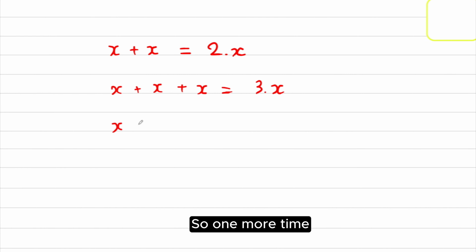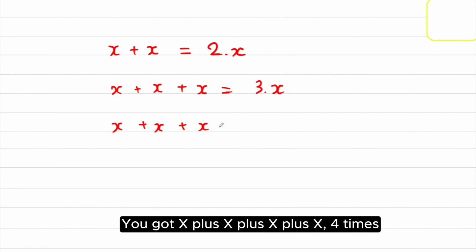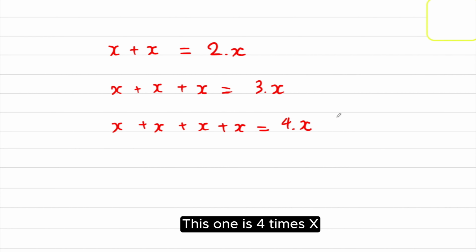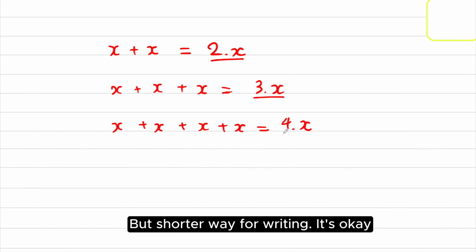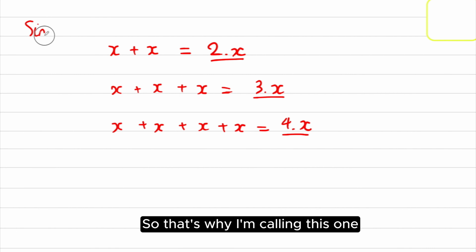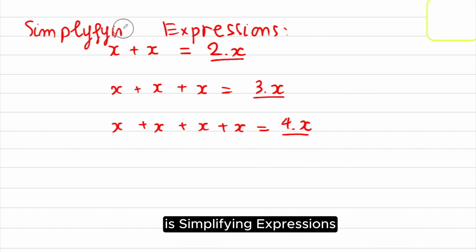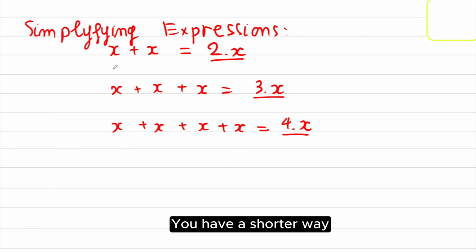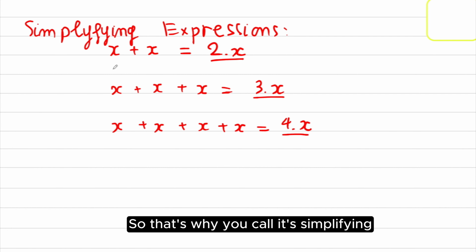Okay, one more time: you've got x plus x plus x plus x, 4 times. So the shortened way to write this one is 4 times x. After simplifying the expression, you have the same answer but a shortened way of writing. That's why I call this simplifying: from the longer way of writing the expression, you have a shortened way.